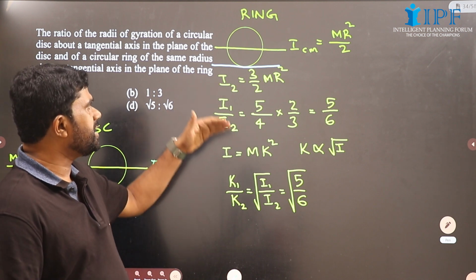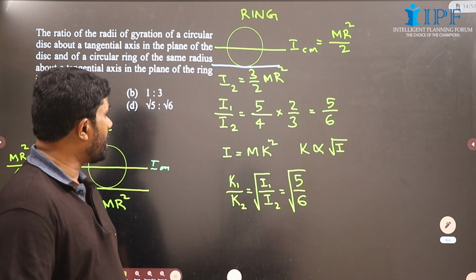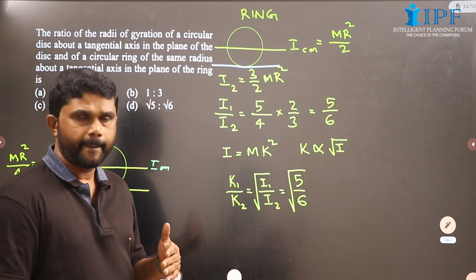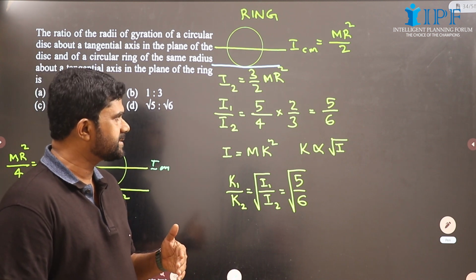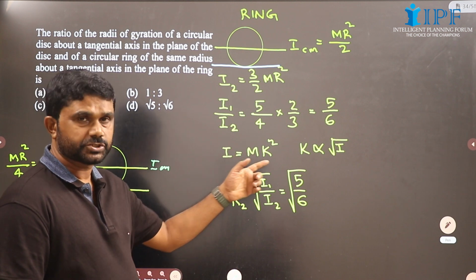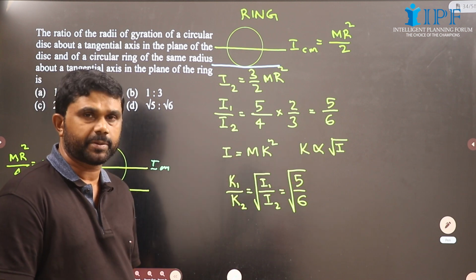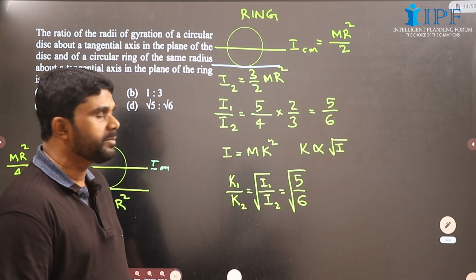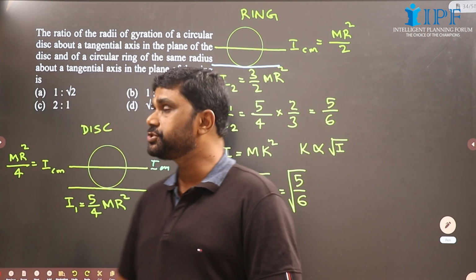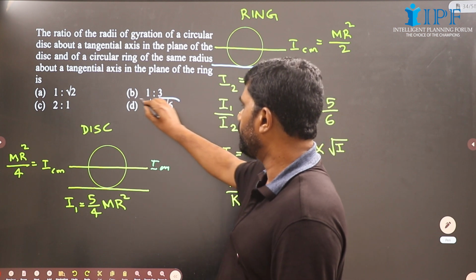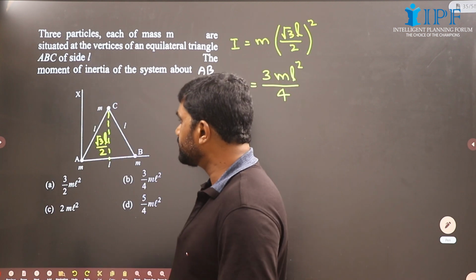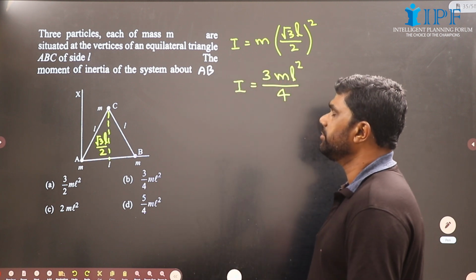I1 by I2 will be 5 by 4 into 2 by 3, that is 5 by 6. I equals mk square, and k will be directly proportional to root I. So k1 by k2 will be root of I1 by I2, so root 5 is to root 6. Now let us see what we have next.